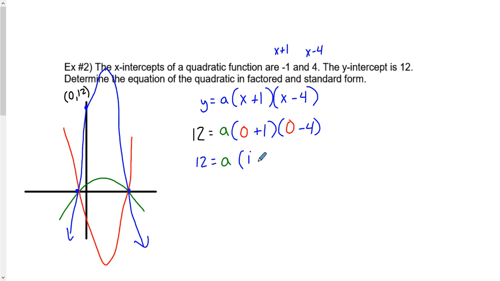0 add 1 is 1, and 0 subtracting 4 is -4. So we'd have 12 equal to a being multiplied by -4. To solve for the a, we then divide by -4. So our a value would be -3.